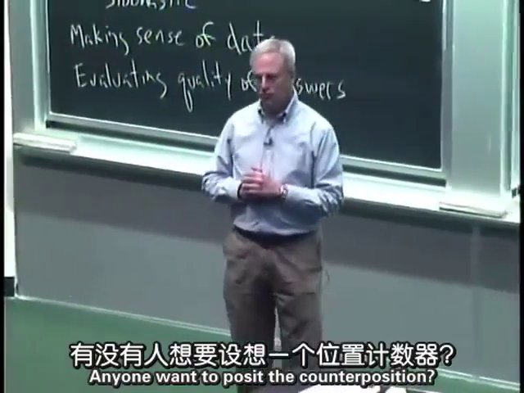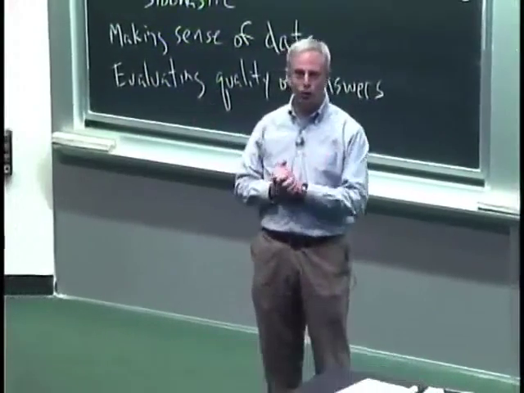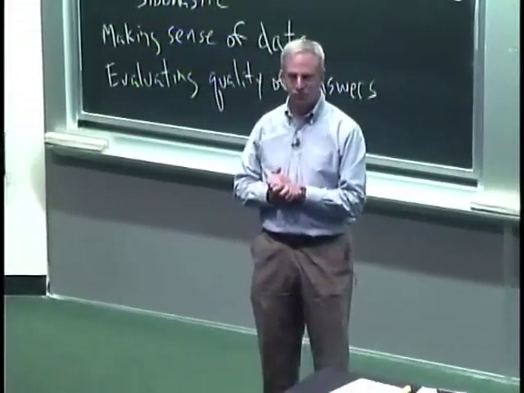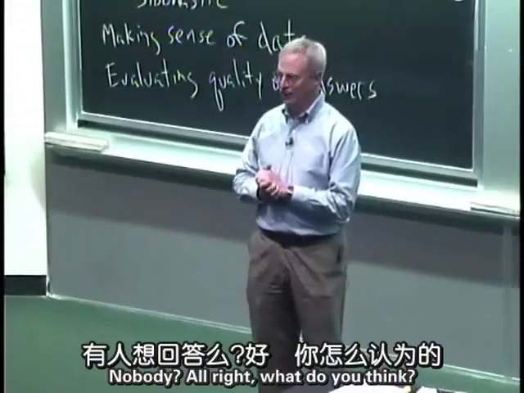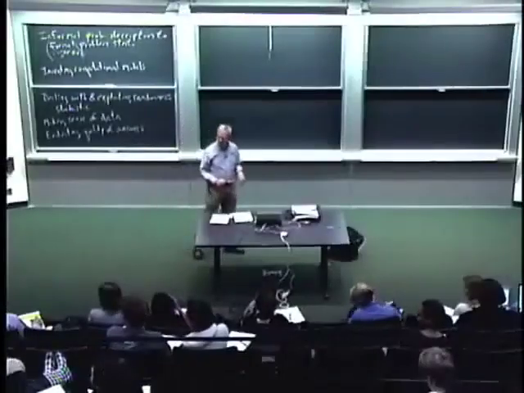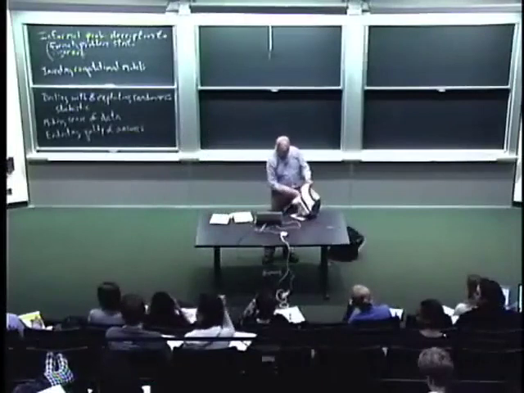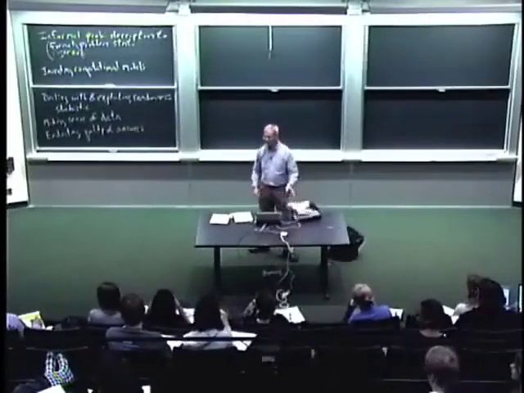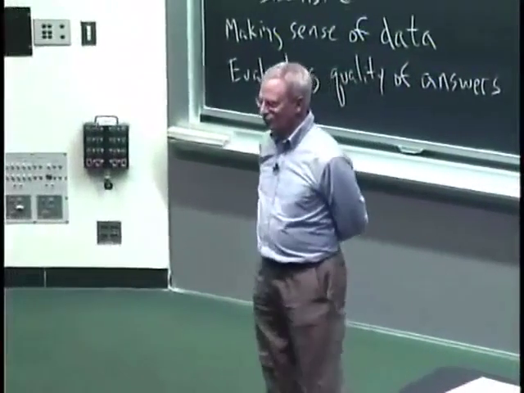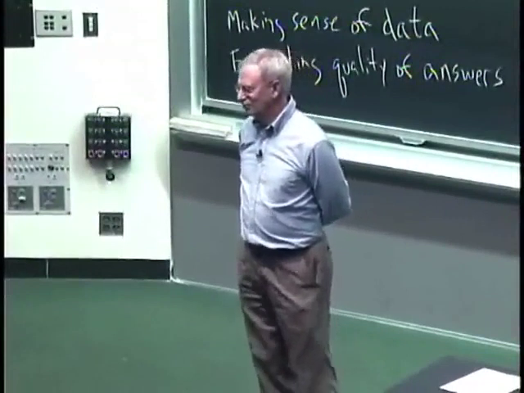Anyone want to posit the counter position, that in fact, the longer the clock runs, the further the student will be from where he started? Nobody. All right? What do you think? Well, the direction he goes in will be random, and over time, his actual location will average to 0, but the average of his distance is not 0. So, not sure what the formula for that might be.